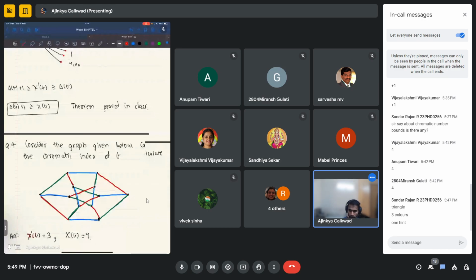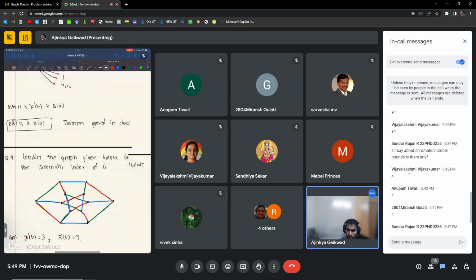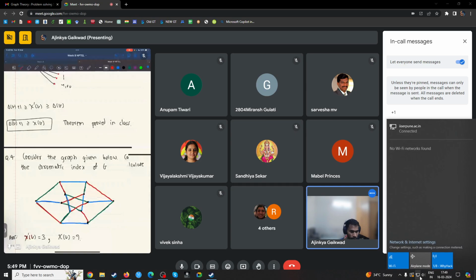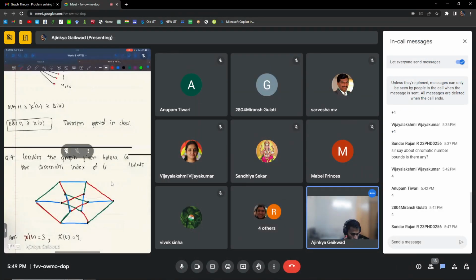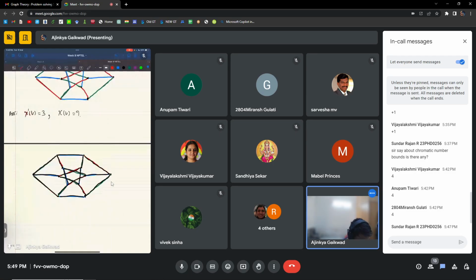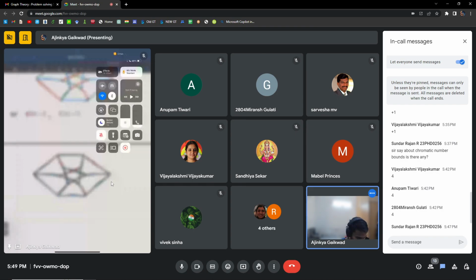So the question is, what is the chromatic number of this graph? I hope you can see the graph. Let me just reconnect. I think there's some problem with the internet today.